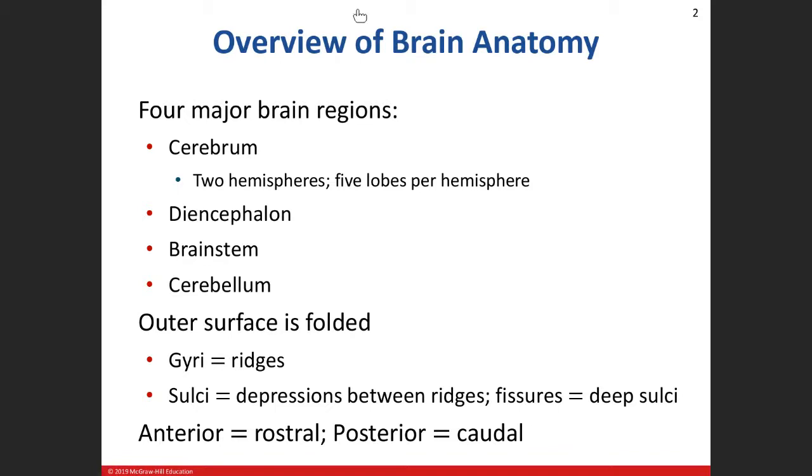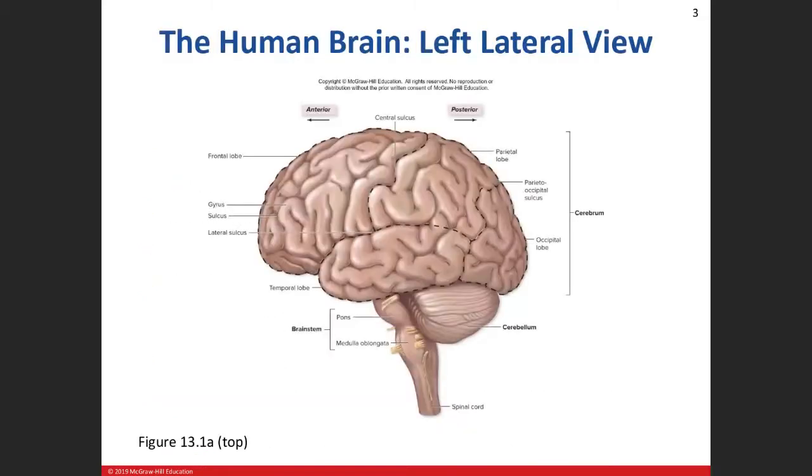You need to know all 3 of those, especially when we get to lab, because it'll help you differentiate. Fissures are deep. Sulci are less deep. Gyri are the ridges or folds. Sometimes we'll use certain terms when referring to the brain, like rostral and caudal. Rostral is another name for anterior. Caudal is another name for posterior. A lot of that has to do with describing the brain from embryology and the development of the brain. But for the most part, I will use anterior and posterior. You don't have to worry about rostral and caudal, but I want you to be familiar with those anatomical terms.